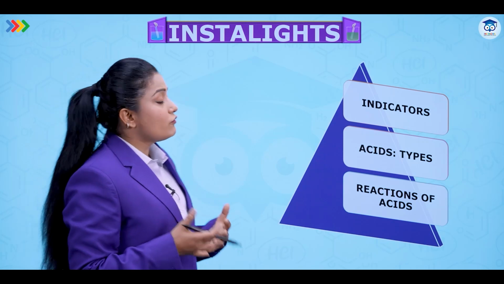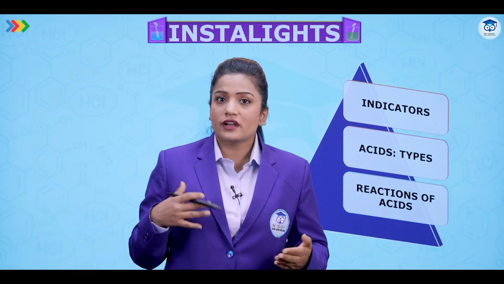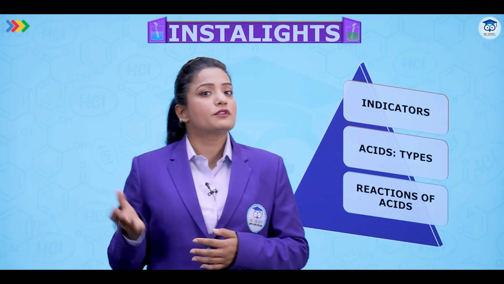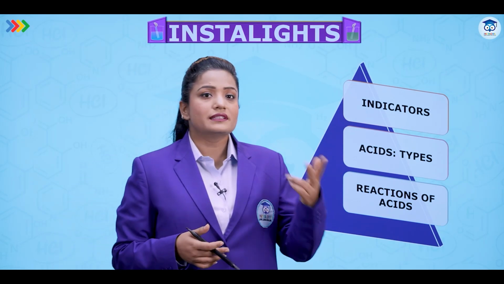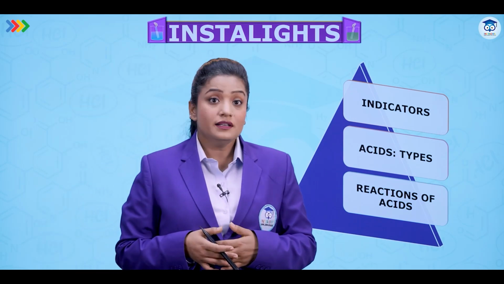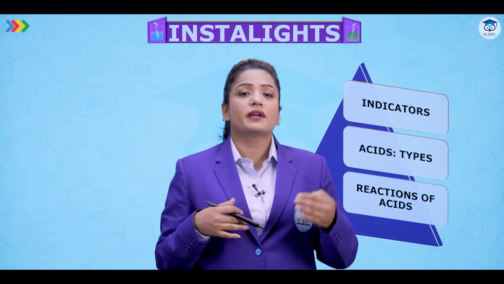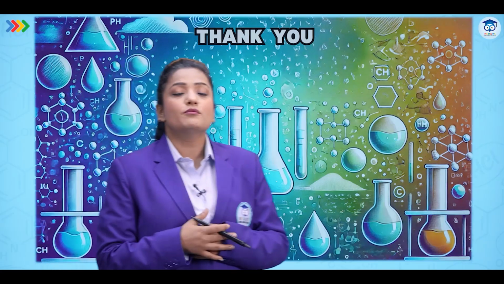Now let's try to sum up what we have done in today's class. We have talked about indicators, how they help us to identify acids and bases, how many types of indicators there are: natural, synthetic and olfactory indicators. Then we have also discussed acids and their types. Moving ahead, we have seen reactions of acids. We have seen their chemical reactions. With this, we have come to an end to today's class.